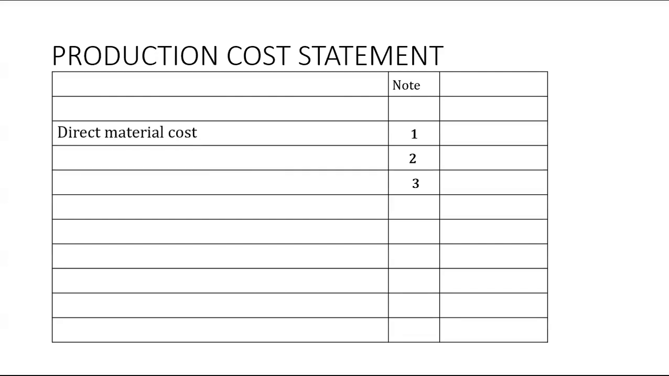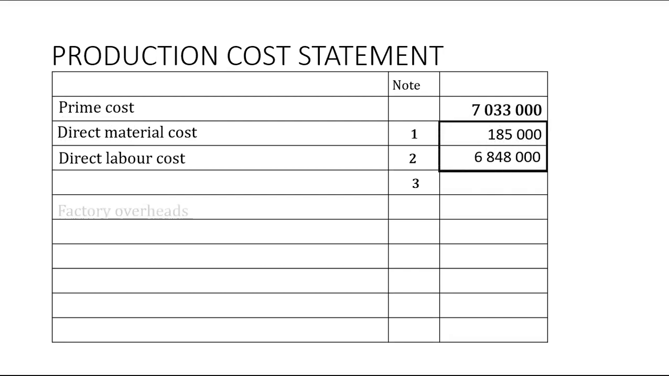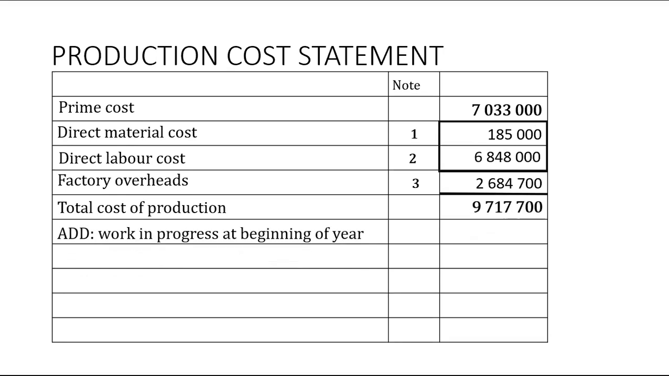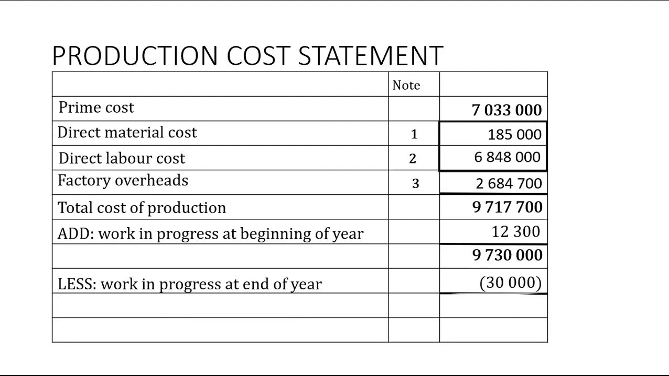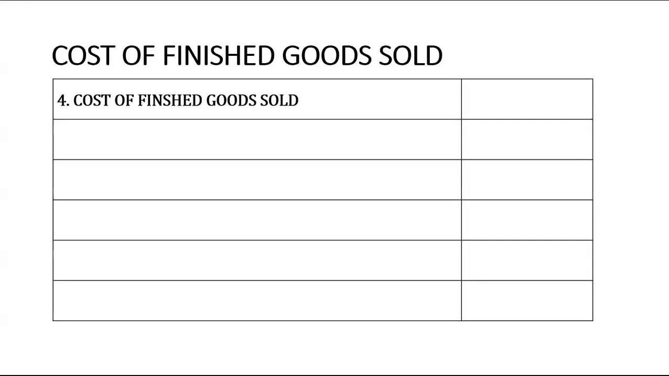As I've said, when you take your direct material cost and add it to your direct labor cost, you will get your prime cost. When you take your prime cost and include factory overheads, you will get TMC or TPC, which is your total production cost or total cost of production. Then you add work in progress at the beginning of the year, then you minus work in progress at the end of the year.